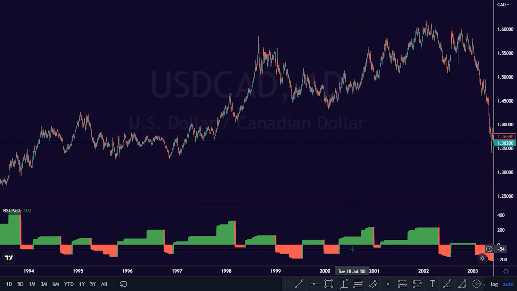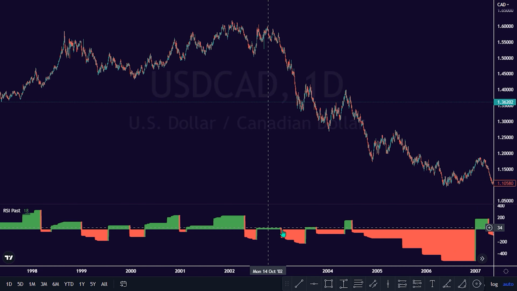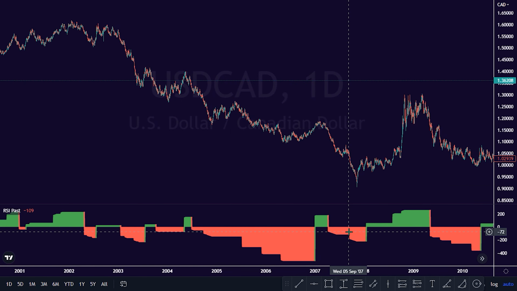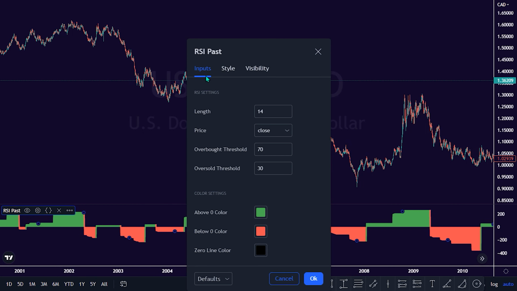Let me show you this trading indicator's settings before I further show you how to apply it in an actual trading market condition. Under the input settings, the length is set to 14. The price is set to close. The overbought threshold is 70, and the oversold threshold is 30. By default, the bullish signal color is green, and the bearish signal color is red. Traders can modify these colors to suit their choice.